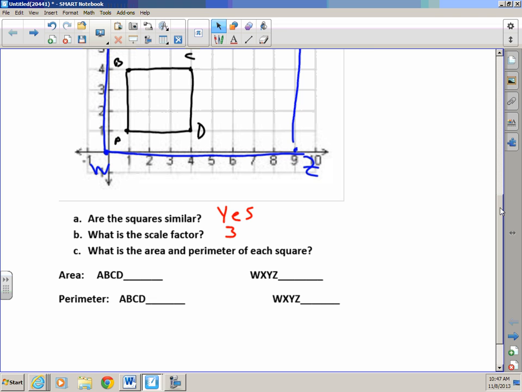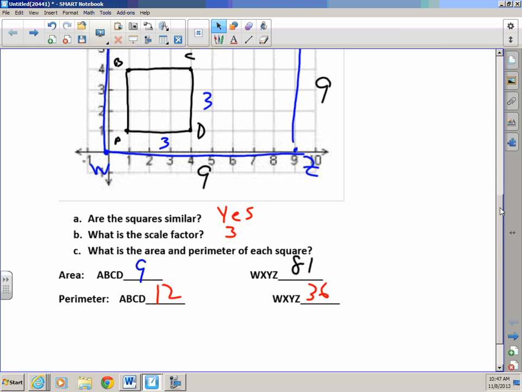Now we want to compute the perimeter and area of each of them. Well, the first one is a 3 by 3, so the area of that one is 9. The second is 9 by 9, so its area is 81. The perimeter, which is adding up the sides of the first, is 12. And of the second is 36.